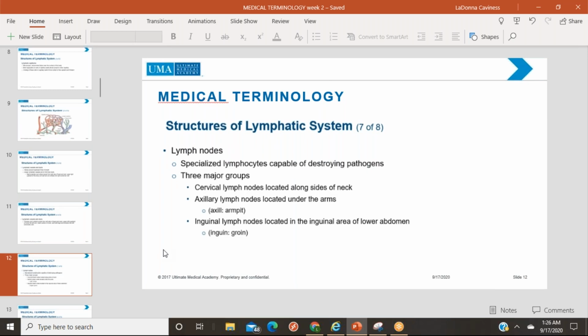Lymph nodes are specialized lymphatic tissue capable of destroying pathogens. Three major groups: cervical lymph nodes located along the side of the neck, axillary lymph nodes located under the arms, and inguinal lymph nodes located in the inguinal area of the lower abdomen, or the groin area.